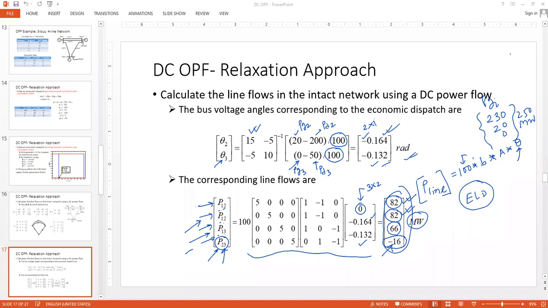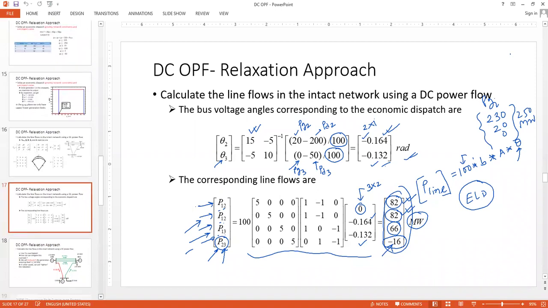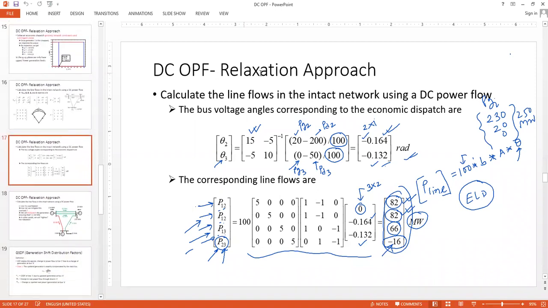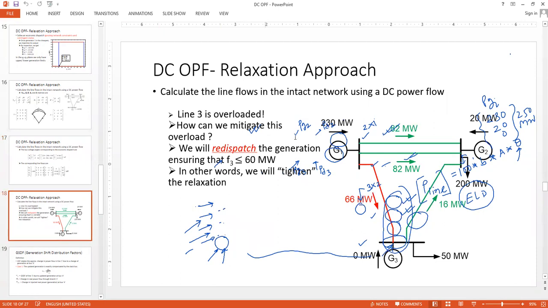So now with this information, our next step would be to check. Remember, we are following a relaxation approach, so we cannot say that this is the final solution until all the flows are within my permissible limits. So let's check the limits.